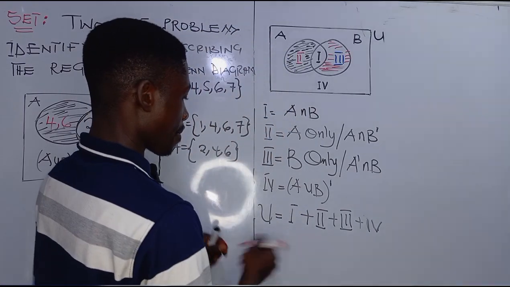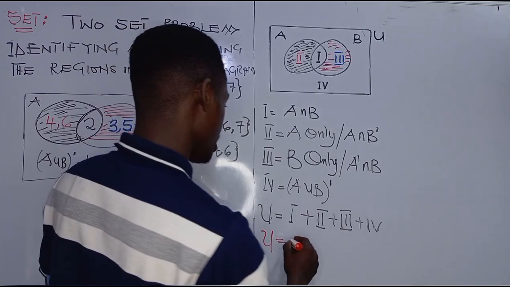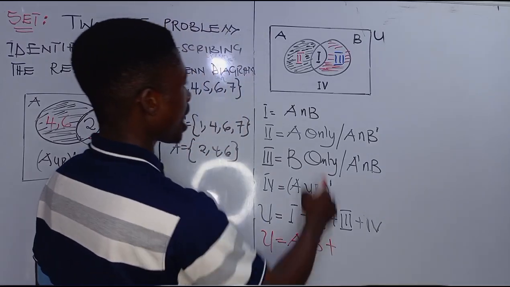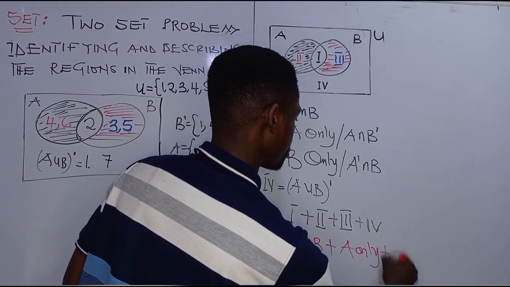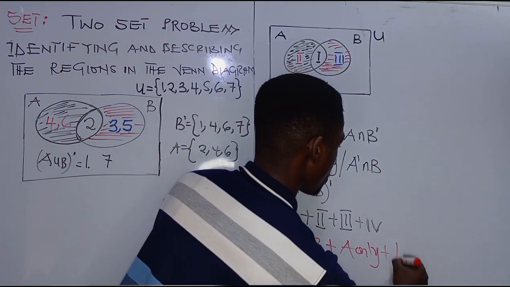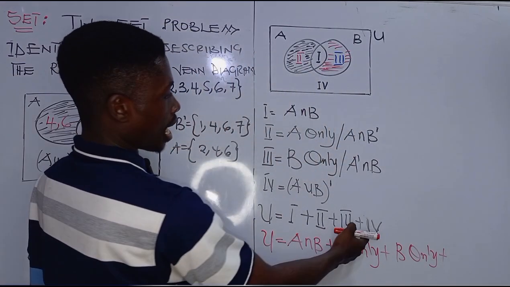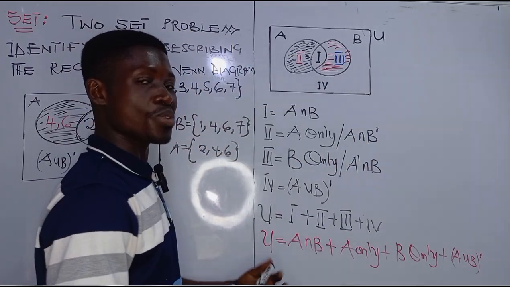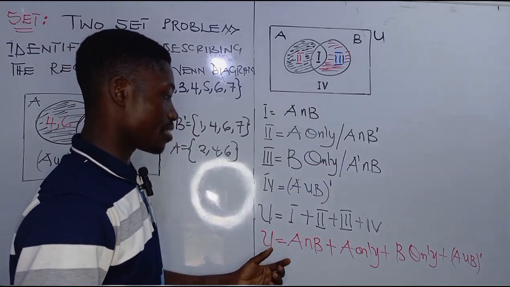Now we know that region I represents A intersection B, right? So we can say A intersection B, plus region II is A only, so we have A only, plus region III is B only, and then plus region IV, which is called A union B complement. So this is the equation that is going to guide us to solve problems on two-set problems. So we have the first equation.